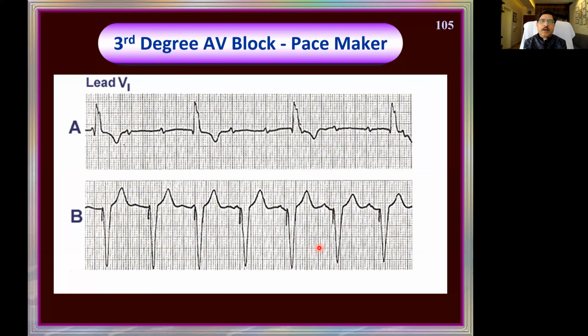So what is third degree heart block? Here there is no question of PR interval or anything, because there is no relationship between the P wave and the QRS. P wave is occurring at its own pace and QRS is occurring on its own. There is a dissociation of the atria and ventricle. This is called AV dissociation or idioventricular rhythm.